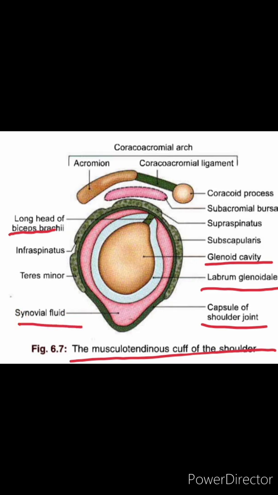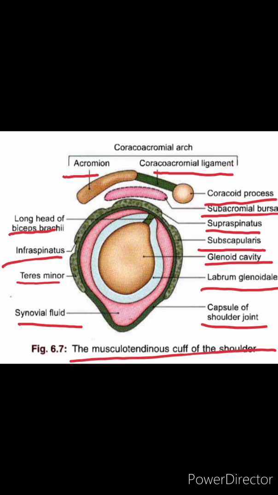The capsule blends with four tendons, and they are subscapularis, supraspinatus, infraspinatus and teres minor. Above the supraspinatus muscle there is the subacromial bursa. Above the bursa there are the coracoid process and acromion, which are attached together with the help of the coracoacromial ligament. The acromion, coracoacromial ligament and coracoid process form the coracoacromial arch.